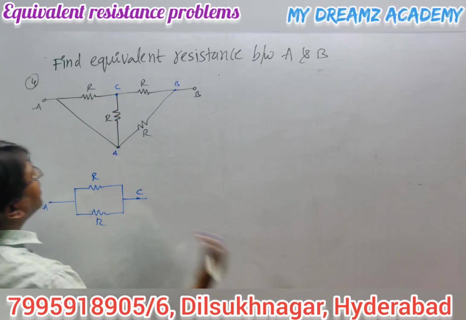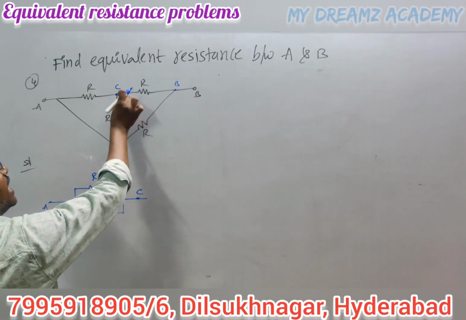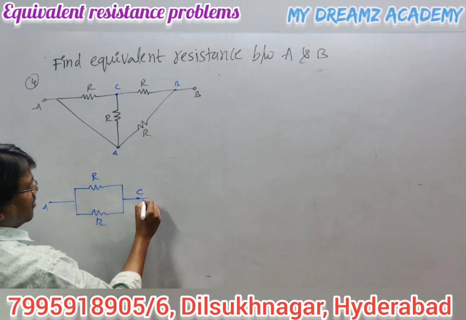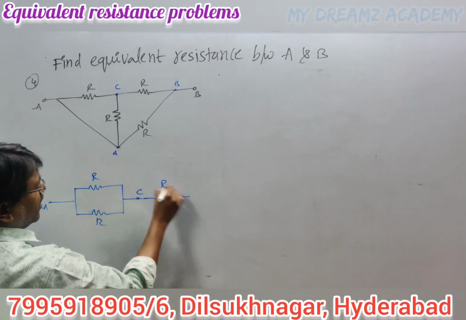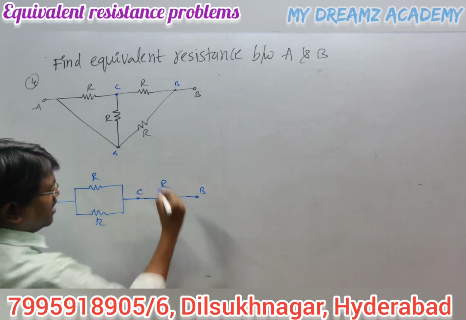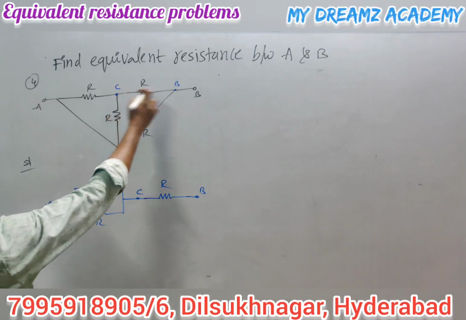Okay, now so this resistor is between C and B. C is here, ఇక్కడ C ఉంది. C కి B కి మధ్యలో కూడా ఇంకో resistor ఉంది. దీన్ని B అనుకుందాం, assume చేసుకుందాం. ఓకే, సో this is between C and B.